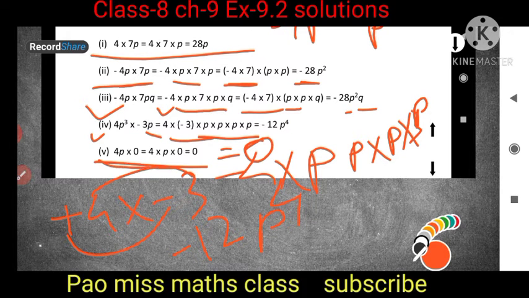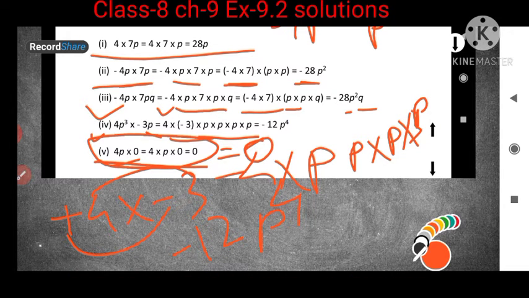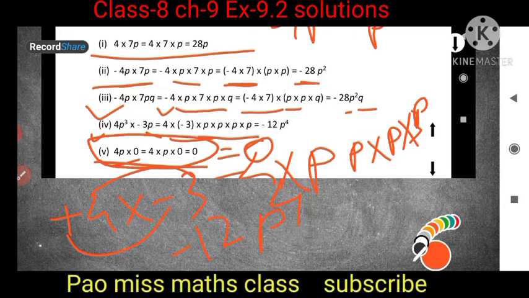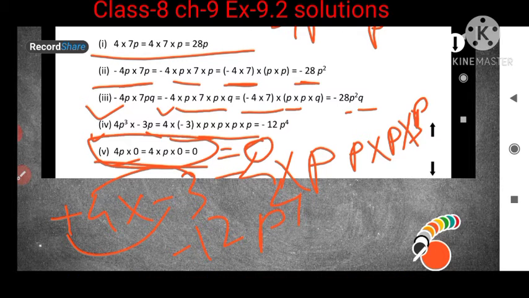So if you multiply any number, 4 into p, or any number, with 0, the answer will be 0. So question number 5 answer will be 0. Now come to the next question.